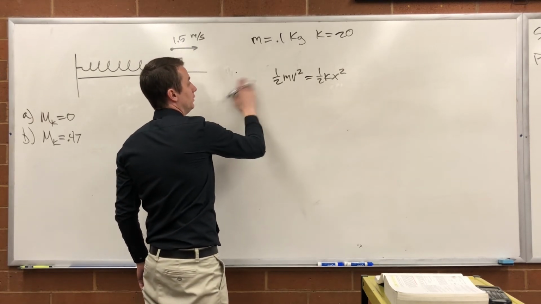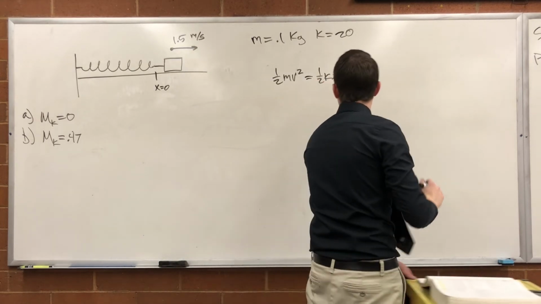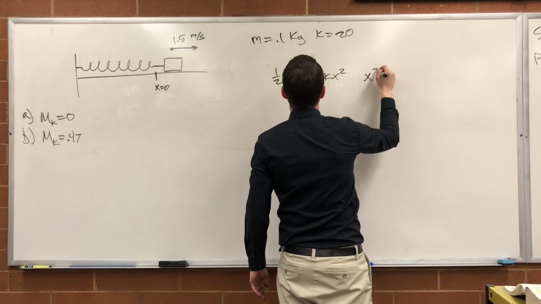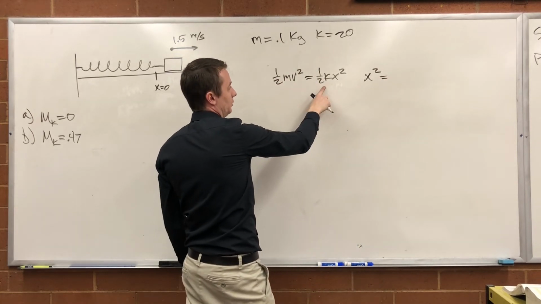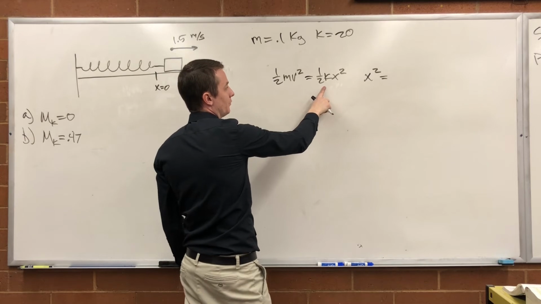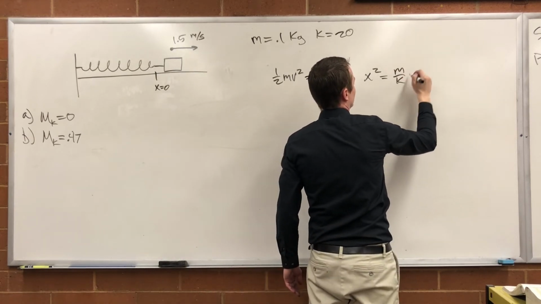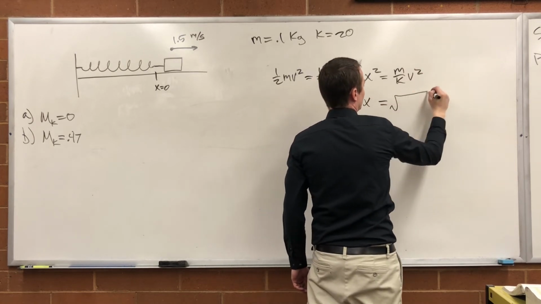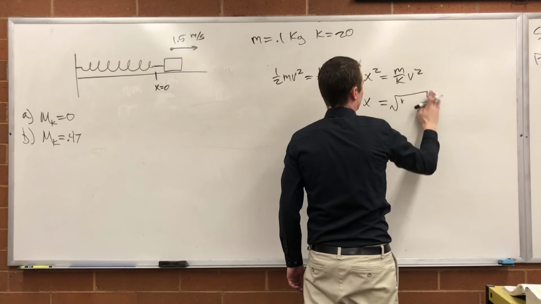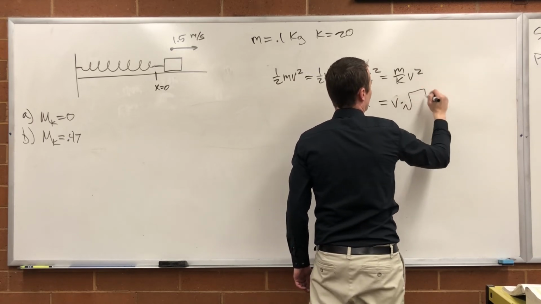Pretty straightforward. We know that x squared is equal to, divide both sides by 2, which gets rid of those, and divide by k, so we have m over k times v squared. So x is equal to the square root of that; we'll pull the v out of the square root, so v times the square root of m over k.